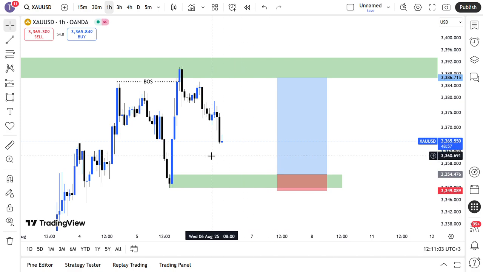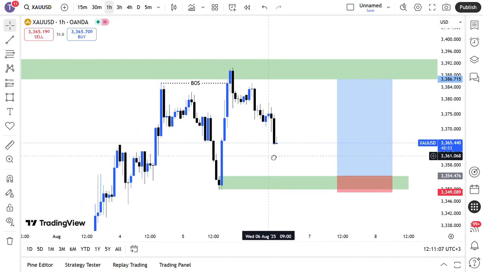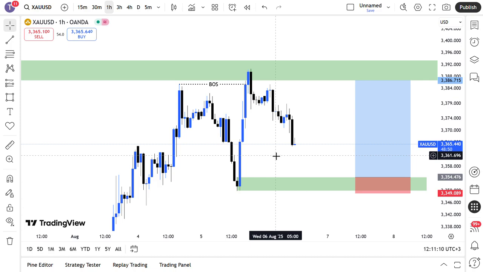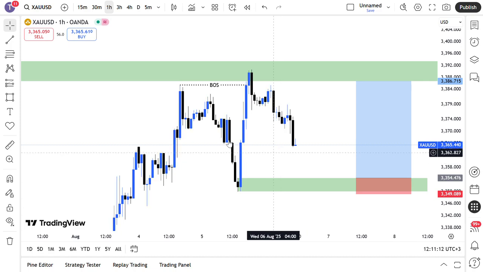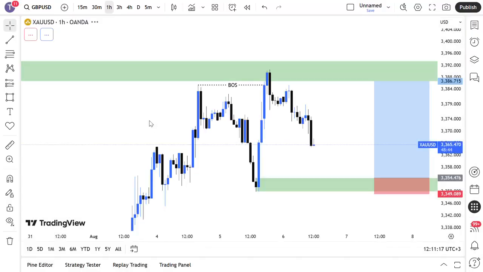So that is what basically a good trader should do. So I think that is for gold. And next, I want us to talk about GBPUSD.